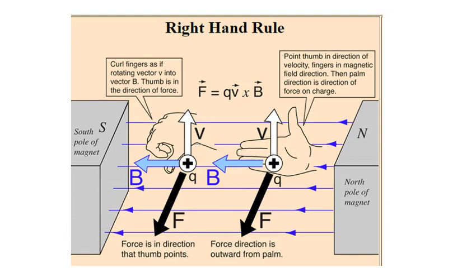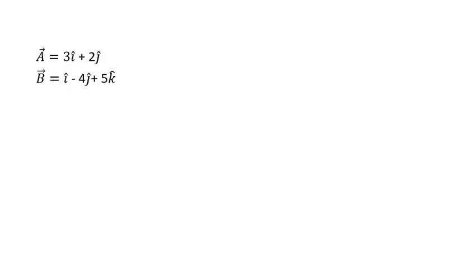So in summary, the thumb is along the first vector of the cross product. The four fingers open are along the direction of the second vector of the cross product, and the palm is pointing toward the direction of the result of this vector product. Let's see an example with numbers.